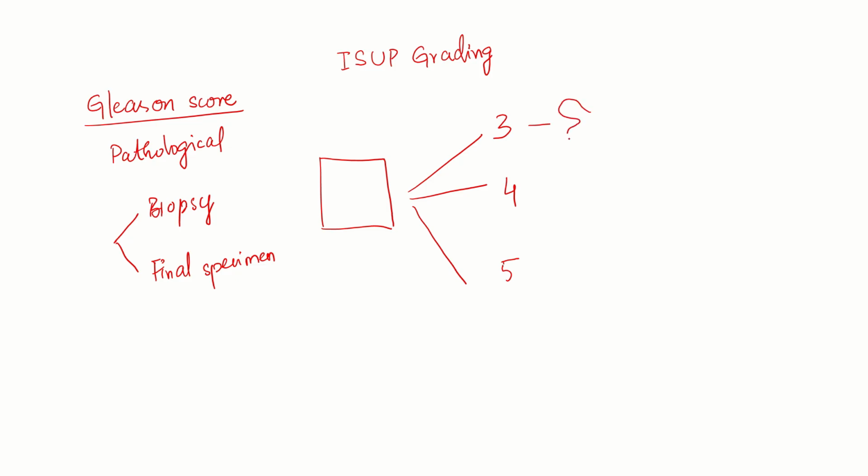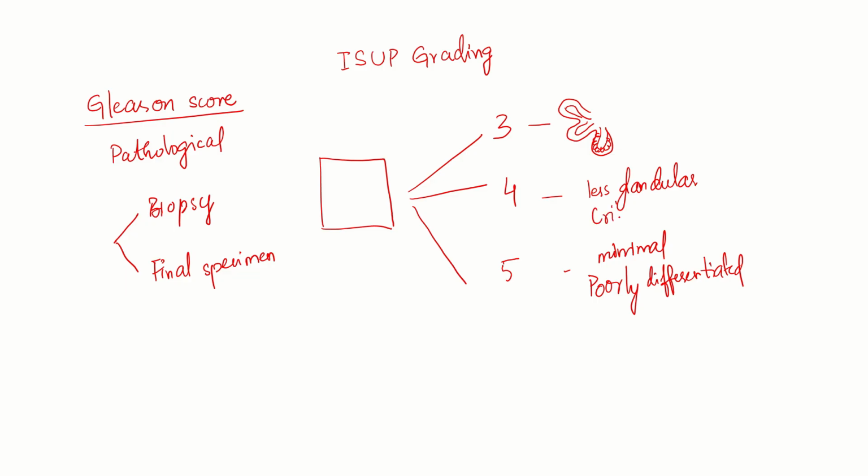3 is predominantly glandular formation, abnormal glands, and 4 is a little less glandular structure. 5 is very minimal glandular structures. These are poorly differentiated. Cribriform also comes under 4. Presence of cribriform architecture itself means Gleason 4. We don't have to remember this part, but what we need to understand here is there's no Gleason 1 and 2. In malignancy, there's only Gleason 3, 4, and 5.